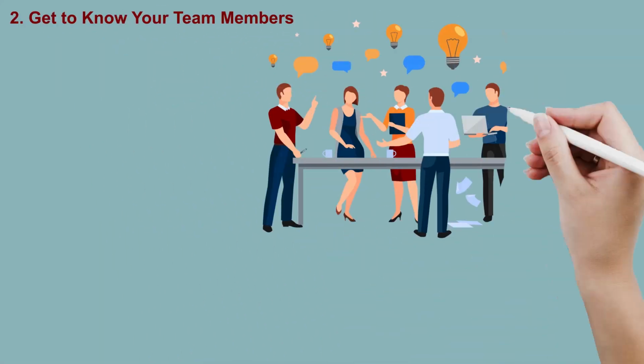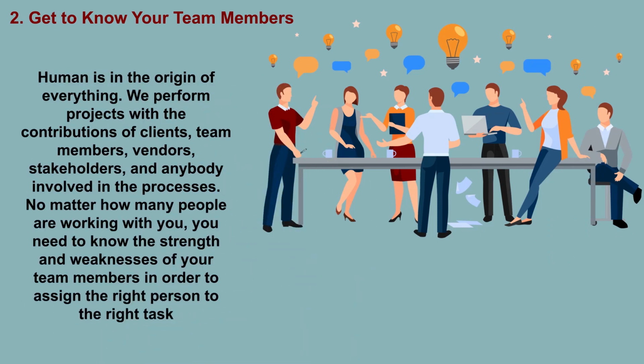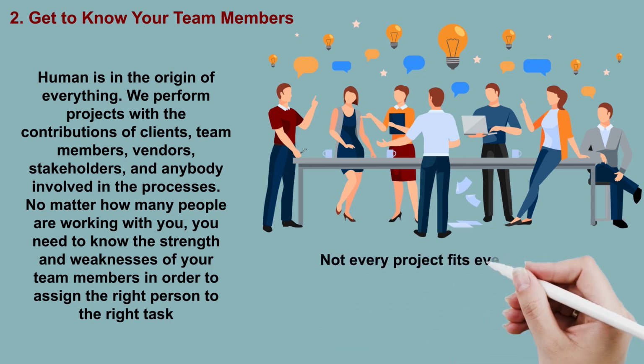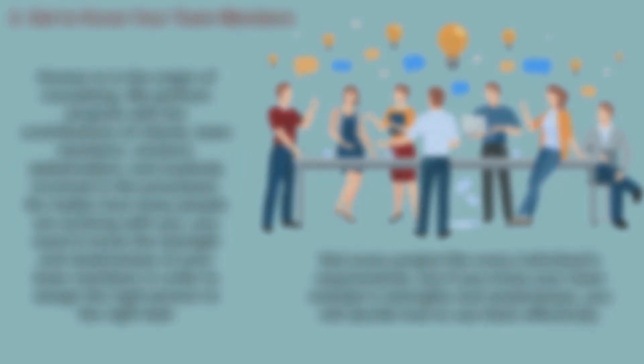2. Get to know your team members. Human is at the origin of everything. We perform projects with the contributions of clients, team members, vendors, stakeholders, and anybody involved in the processes. No matter how many people are working with you, you need to know the strengths and weaknesses of your team members in order to assign the right person to the right task. Not every project fits every individual's requirements, but if you know your team members' strengths and weaknesses, you will decide how to use them effectively.